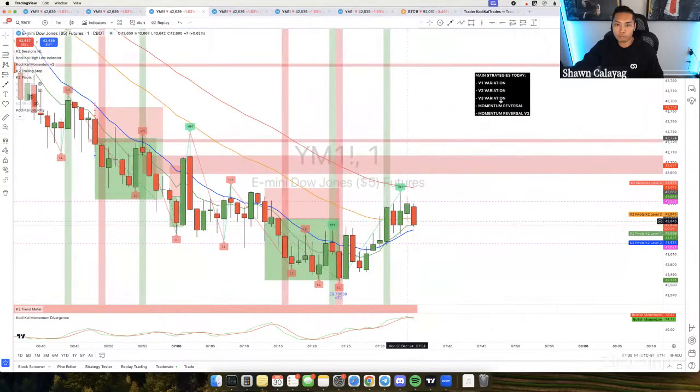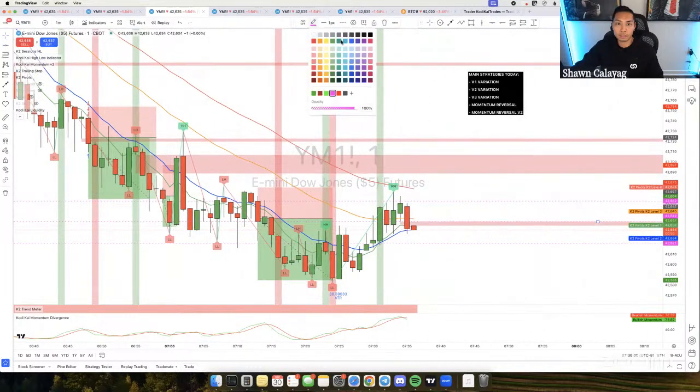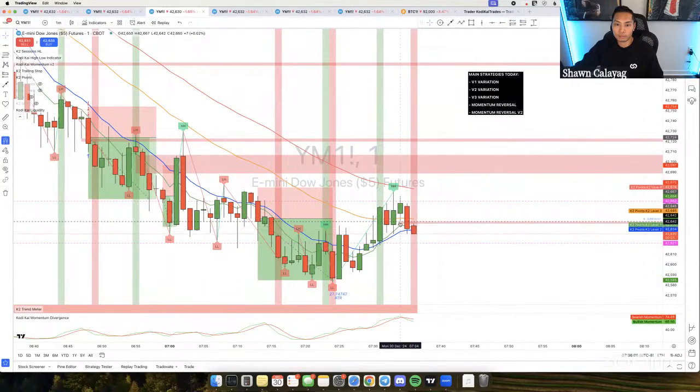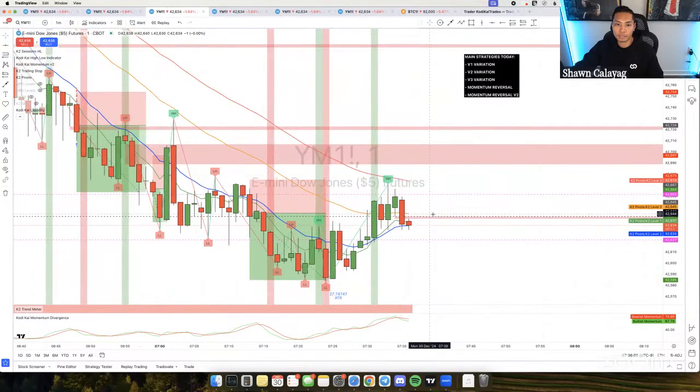There's another entry right here that just came up for a momentum reversal. But like I said, guys, it's within this red flag area, so I don't really want to take it. But this is an entry that I personally would have taken if it didn't fall within my red flags right here.